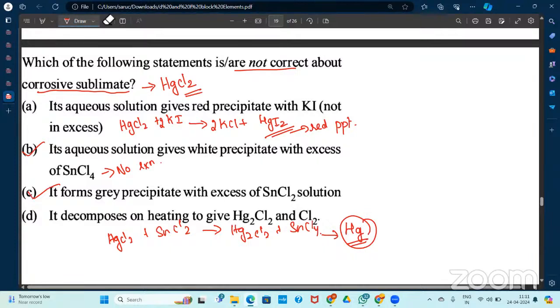Next, it decomposes on heating to give Hg2Cl2 and Cl2. HgCl2 is thermally stable. It won't decompose. So therefore, the incorrect ones are B and D. Okay, clear?